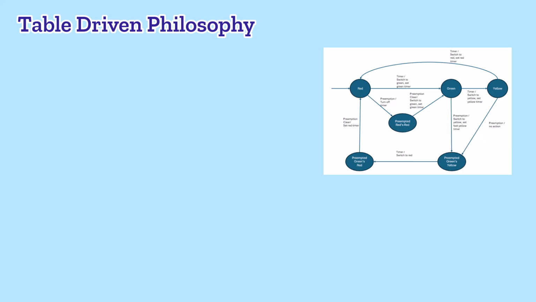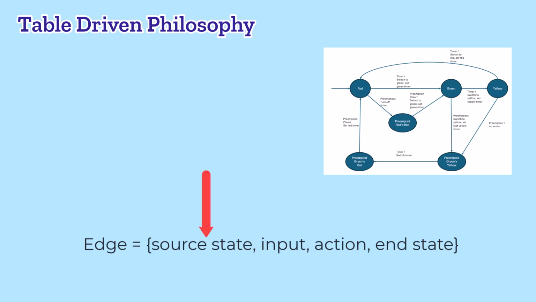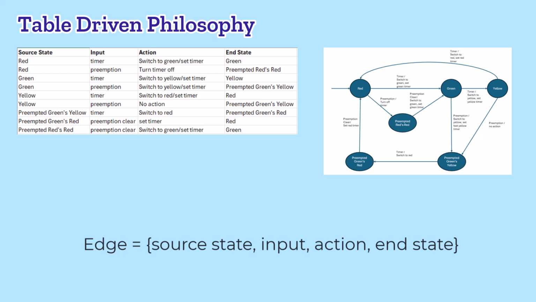The table-driven implementation of a state machine is grounded in the way computer science theory codes state machines. They describe the edges of a graph like this. Each edge is defined by a source state, the input that initiates the transition, the action attached to the transition, and the state the transition moves to. The whole machine can be described as a table of the edges.